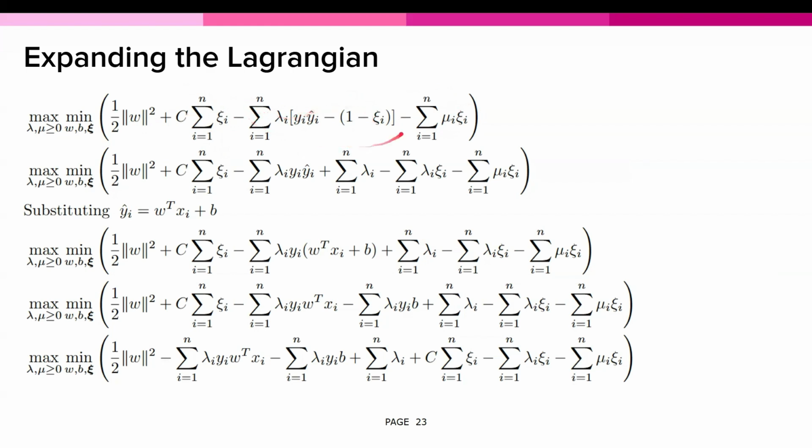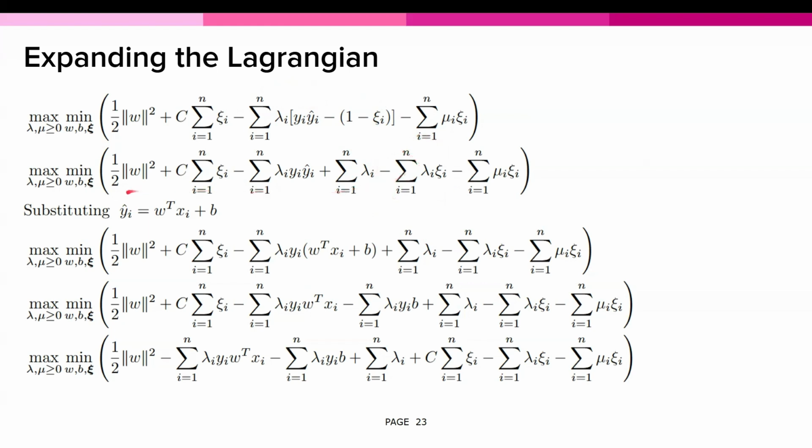Okay, so let's focus on this third term. We can see that it can be expanded by multiplying lambda I through each respective term. So this is going to give us lambda I, yi, and then lambda I times minus 1, minus minus, that's going to cancel. So that should give us plus lambda I. And then lambda I times minus xi, that'll be a minus, a minus, a minus, so it'll still stay negative.